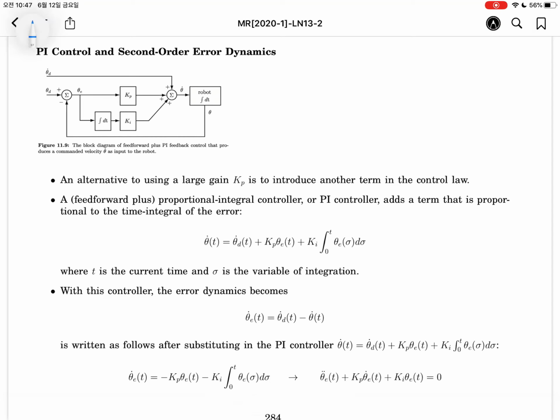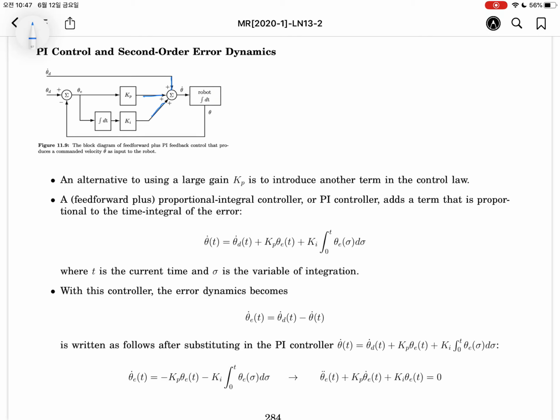Okay, the second order error dynamics. Okay, here desired velocity is added, and the proportional gain is added, and then integral control will be added here. The integral control will help to reject the disturbance, unknown disturbance, unmodeled disturbance in the control system. So if you add the integral control in your control system, then the robustness will be increased to some level. So I'd like to recommend you to use the integral control with a small integral gain.